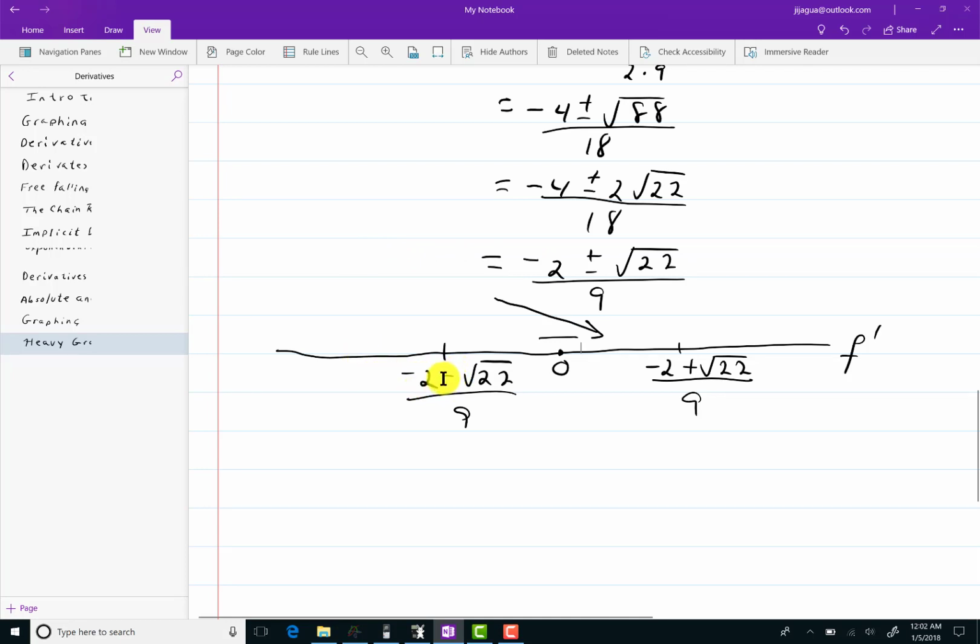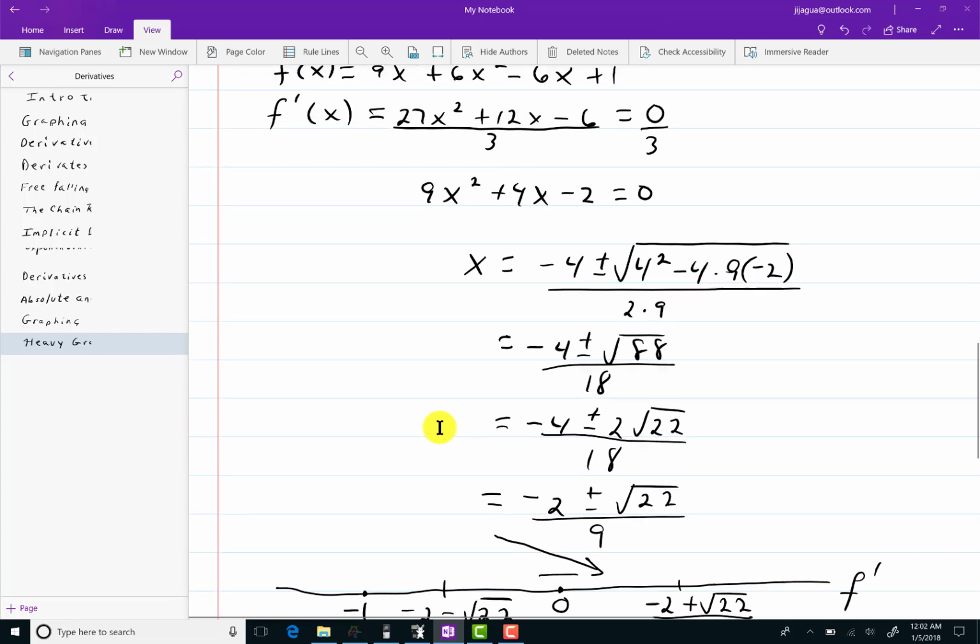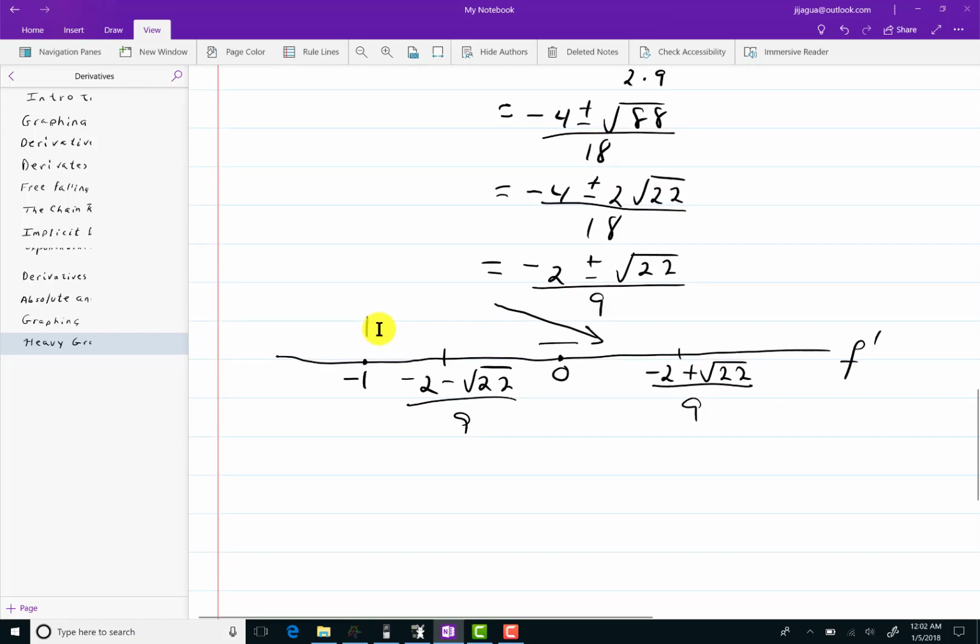Now to the left, if you allow me, negative square root of 22 over 9 is not quite as negative as negative 5. So this isn't even negative 1. It's a little bit bigger than negative 1. So as a test, I'm going to throw in negative 1. If I plug in negative 1, I'll get 27 minus 12 will be 15 minus 6 will be 9. That's positive. So we're increasing. So this location right here, I'll have a local max.